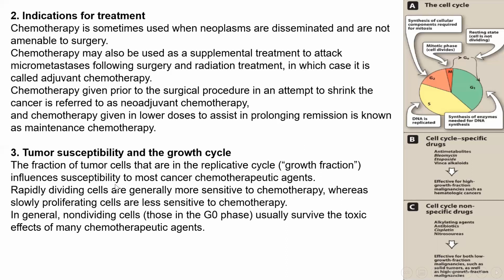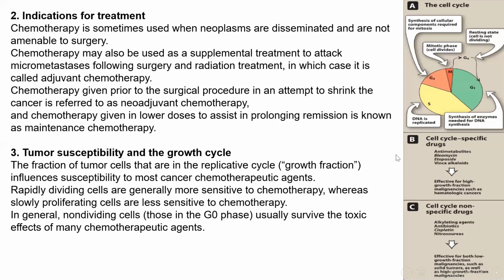Then we have tumor susceptibility and the growth cycle. Here we have a term called the growth fraction of the tumor. This means how many cells we have in the replicative cycle, how many cells in this tumor are actively or rapidly dividing. Because if the fraction of these cells is increased, this means that the sensitivity of the cancer to chemotherapy is increased, and vice versa.